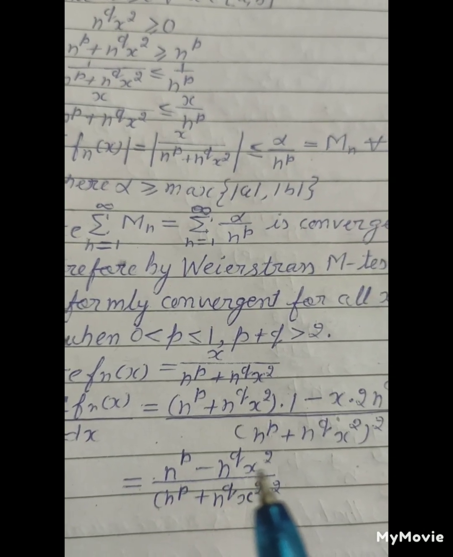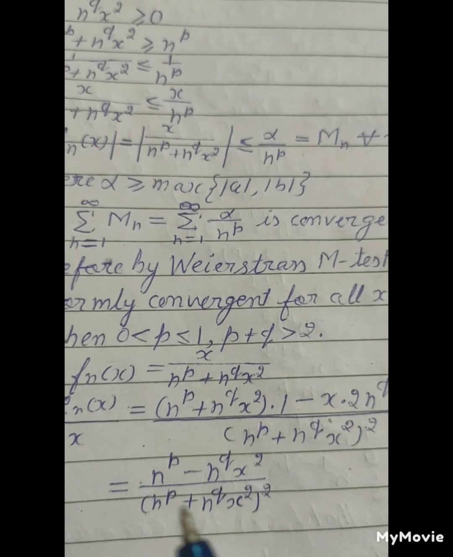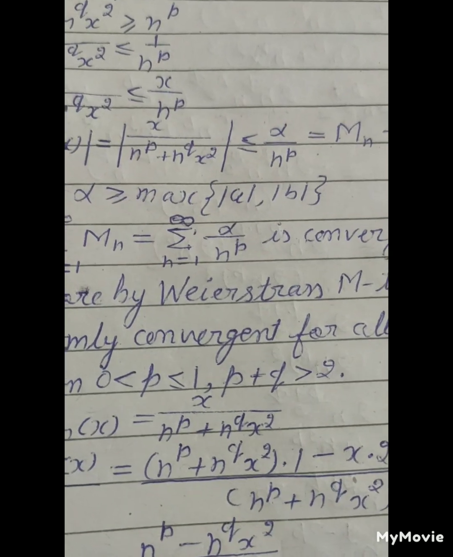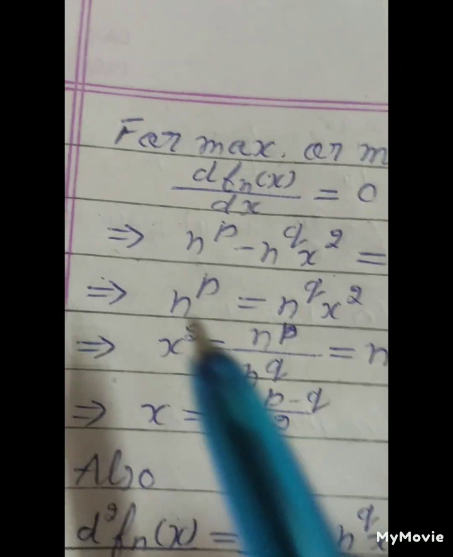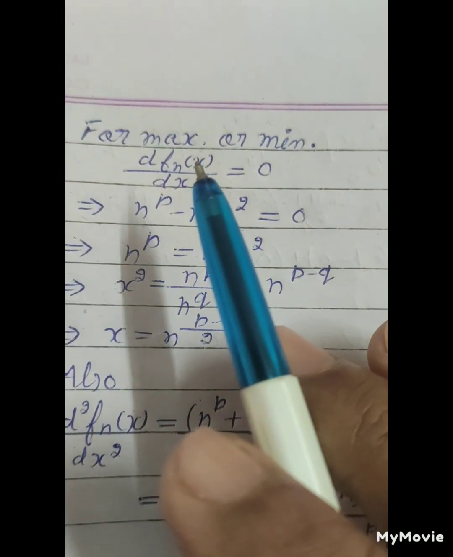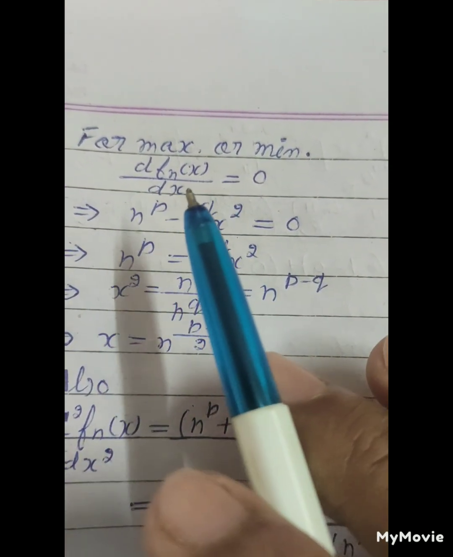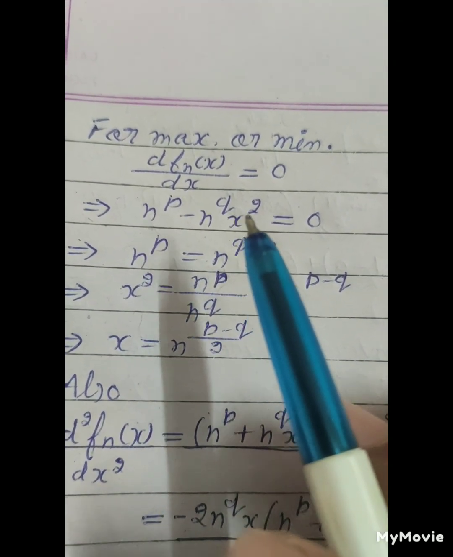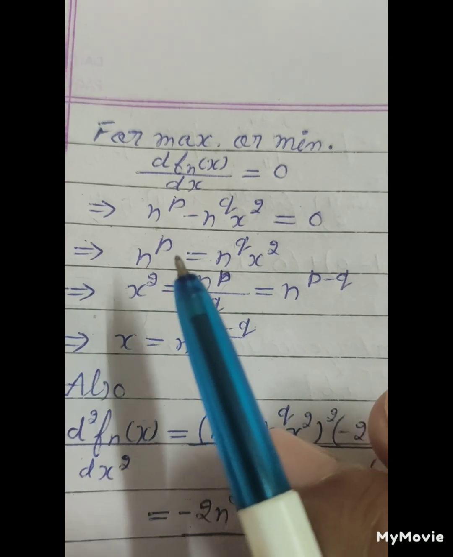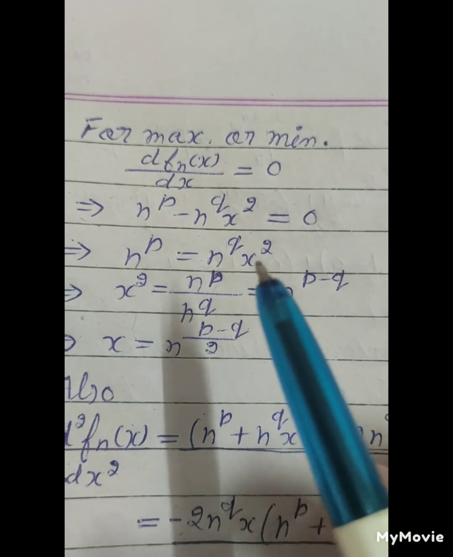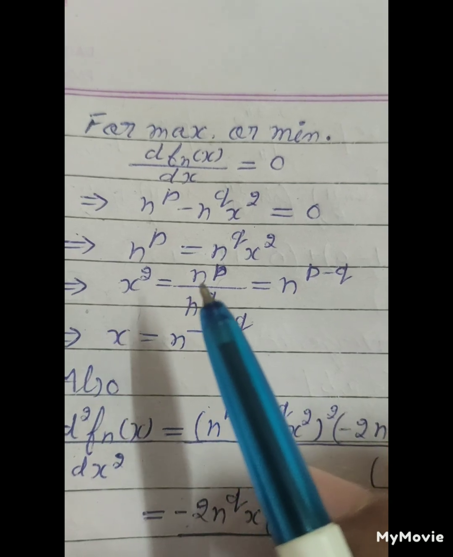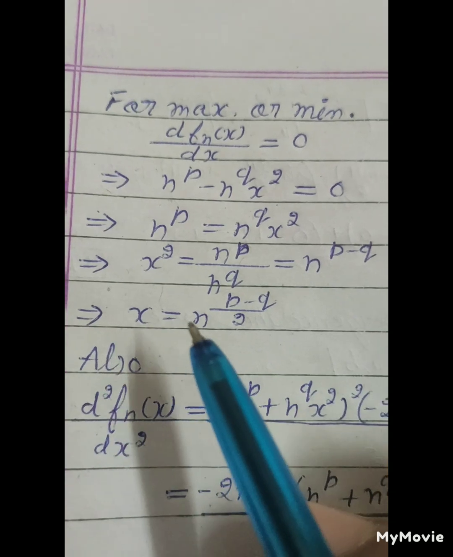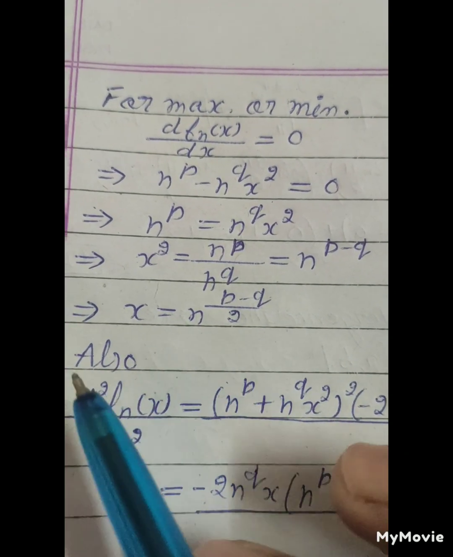so equals n raised to power p minus n raised to power q into x square upon n raised to power p plus n raised to power q into x square whole square. For the maximum and minimum, d f n x upon dx equals 0, which implies n raised to power p minus n raised to power q into x square equals 0, which implies n raised to power p equals n raised to power q into x square, which implies x square equals n raised to power p upon n raised to power q equals n raised to power p minus q, which implies x equals to n raised to power p minus q upon 2.